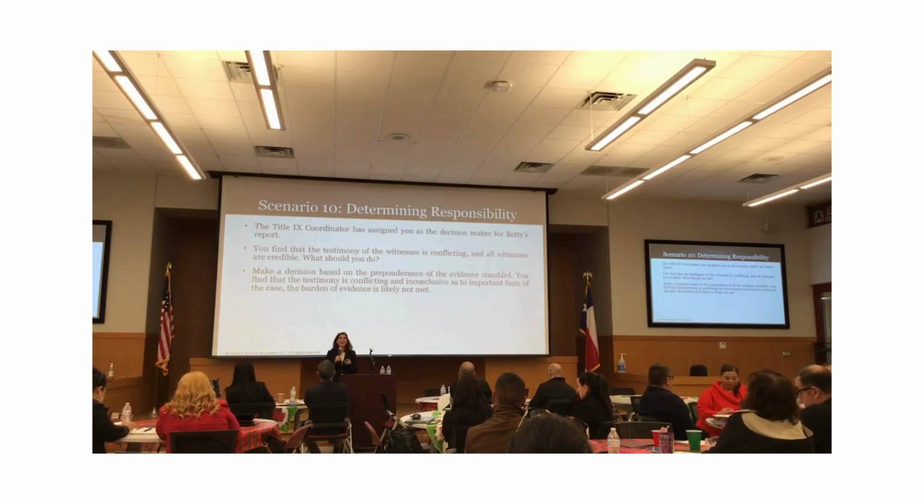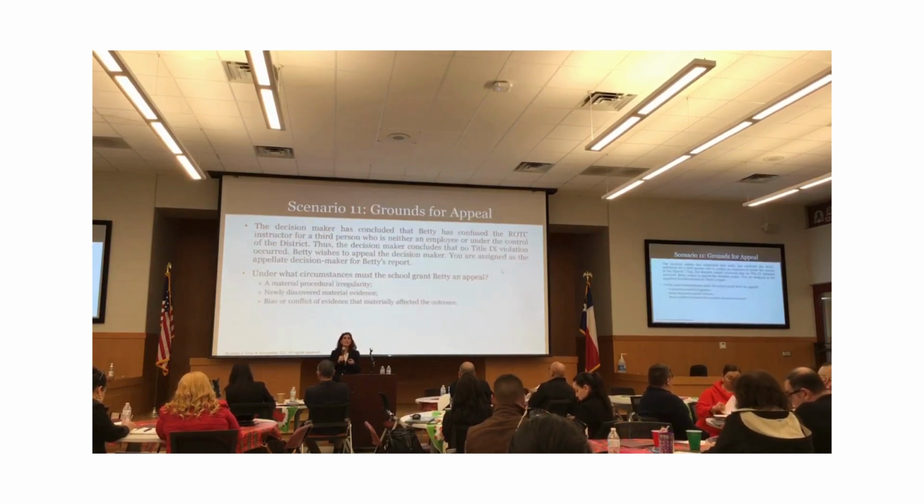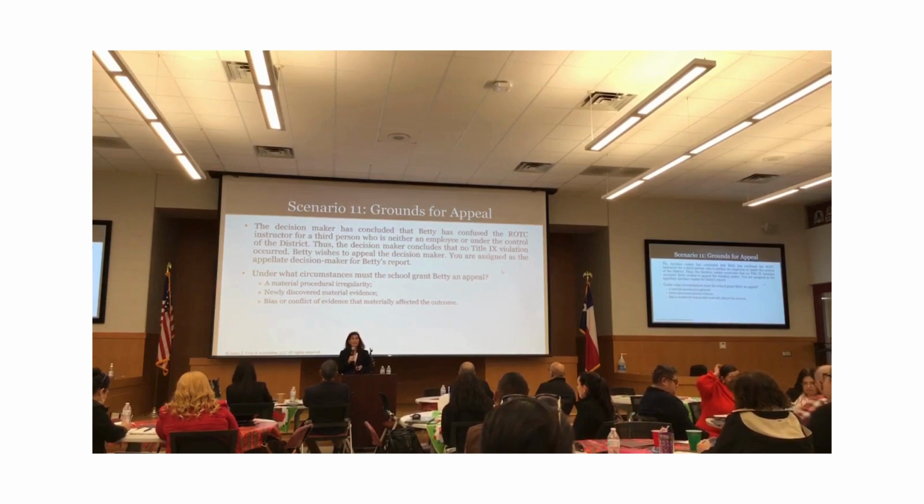Okay, let's see. Grounds for appeal. Under what circumstances must the school grant an appeal? It's going to be procedural irregularity. We didn't follow a procedure. We messed up. You know what? I didn't send the parties a copy of the evidence ahead of time. I didn't give it to them. That's a procedural irregularity, okay?